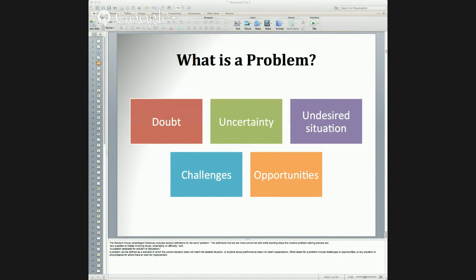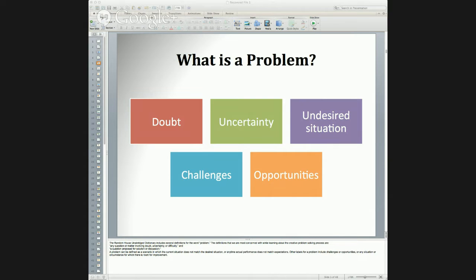The Random House Unabridged Dictionary includes several definitions for the word problem. The definitions that we are most concerned with while learning about the creative problem-solving process are: any question or matter involving doubt, uncertainty, or difficulty, and a question proposed for solution or discussion. A problem can be defined as a scenario in which the current situation does not match the desired situation, or any time actual performance does not match expectations. Other labels for a problem include challenges or opportunities, or any situation or circumstance for which there is room for improvement.